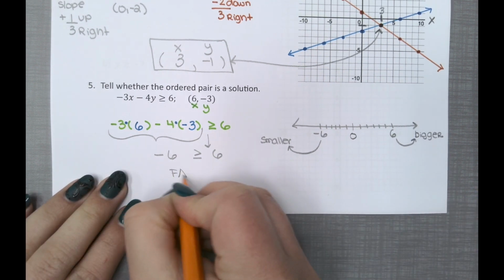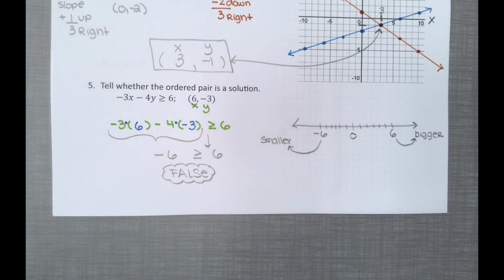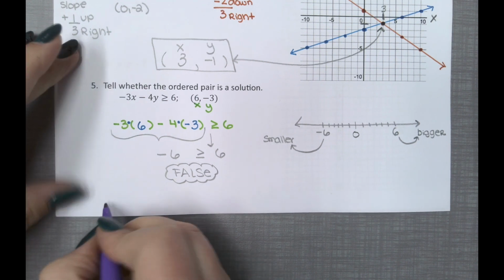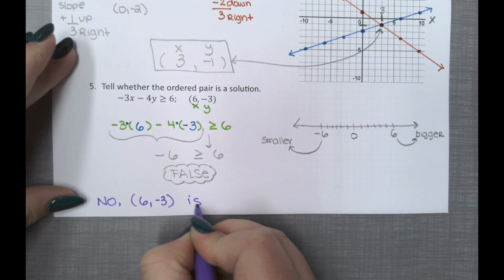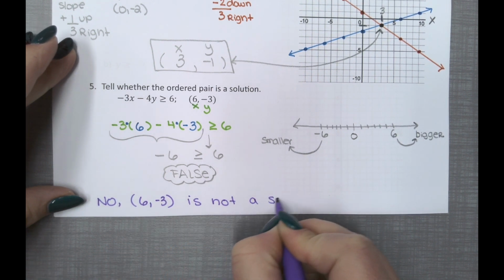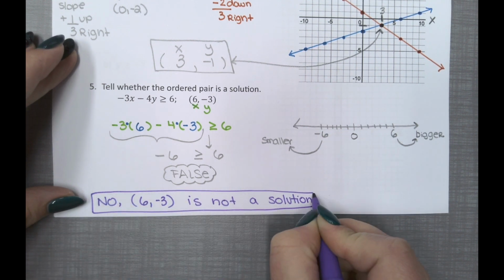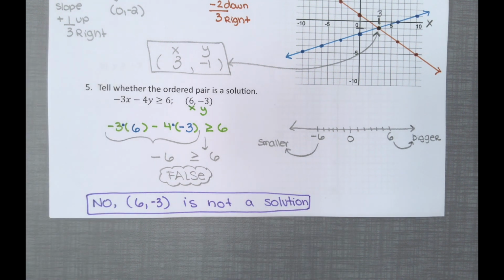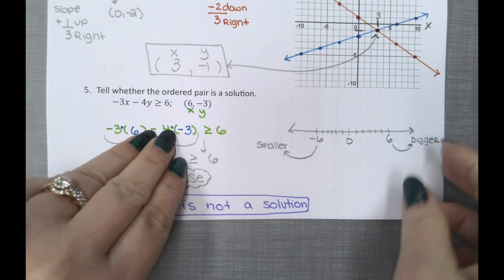This is false. Now, I'm going to put this in a thinking bubble because false is not your answer. False is the inequality. Is the inequality true or false? It's false. So the answer is, is this point a solution? So no, 6, -3 is not a solution. This is your answer. Saying something true or false just is talking about the inequality. We want the question about the point, not this one. All right, moving forward, question number 6.